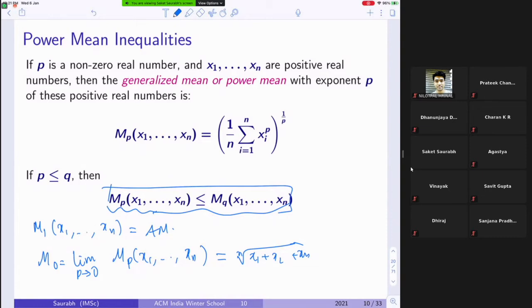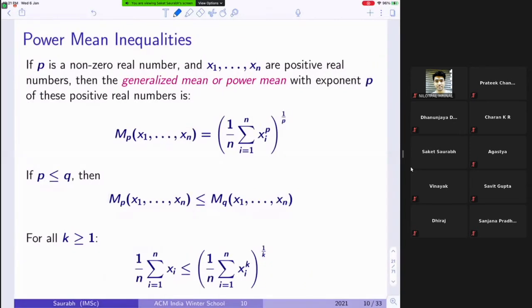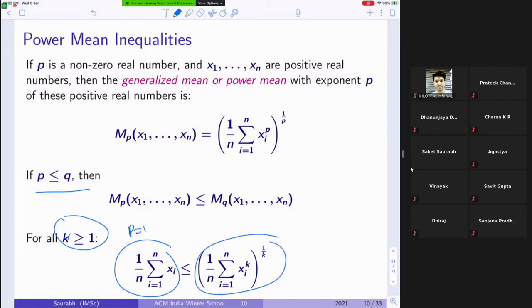What we'll be interested in is all k greater than or equal to 1. If p is less than or equal to q, now what is this? This is p equal to 1, right here: 1 by n summation. So if I take any k greater than or equal to 1, which is like q greater than or equal to 1, then we are going to get this. Agreed? Once we have proved this, this is just a corollary.